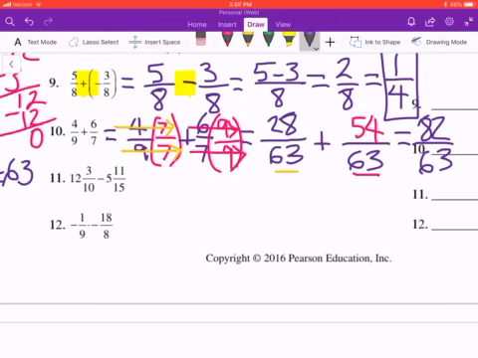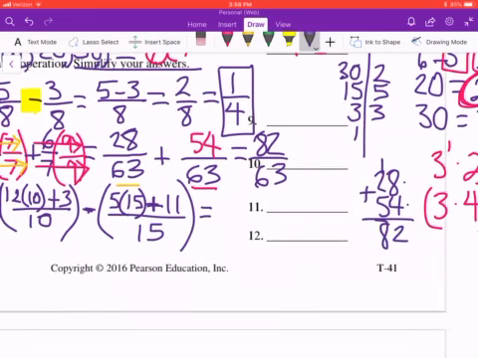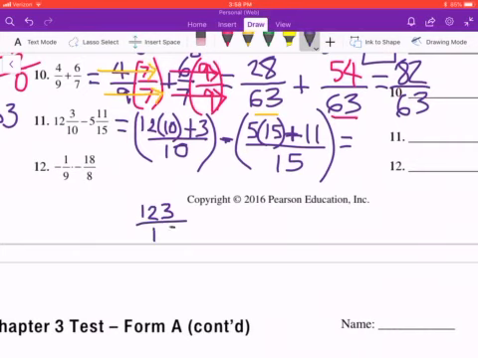Now for our next problem, we're going to subtract, and we have mixed numbers. I'm going to choose to turn them into improper fractions. The first one is going to be 12 times 10 plus 3, divided by 10. That is my first fraction. My next fraction is going to be 5, the whole number, multiplied by 15 plus 11. I have a plus here because I have this inside parentheses and I have my negative there, divided by 15. If we convert those two, we get 123 over 10 minus, here, 5 times 15, which is 75, plus 11. That would be 86 over 15.